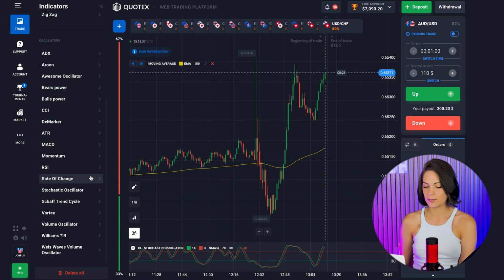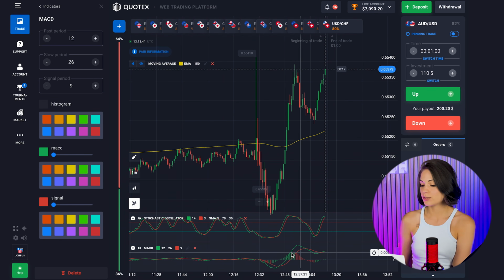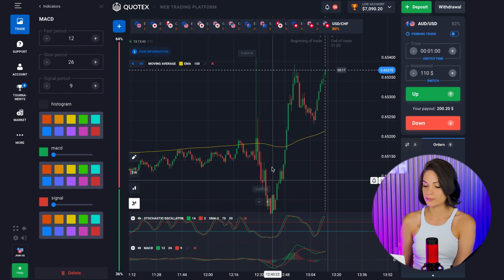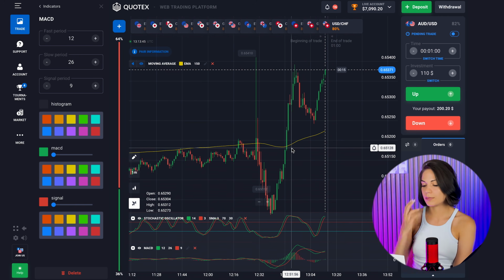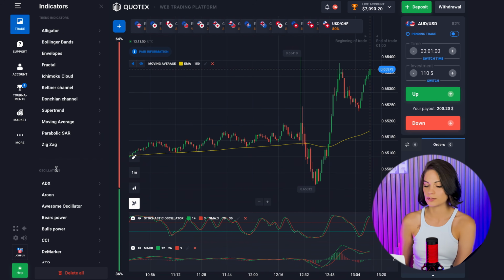For example, I can say MACD is one of the best ones. It's really comfortable to use it and find entry points for trades, and it's amazing for price reversals. This is one of the best ones for that purpose.